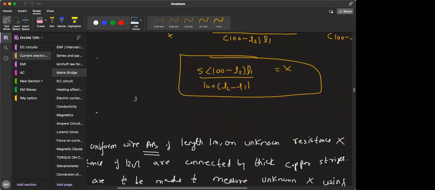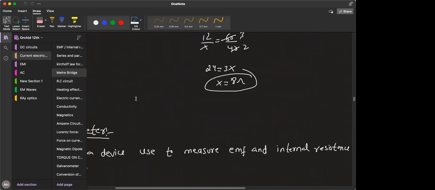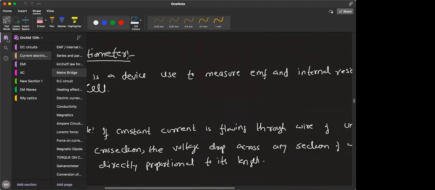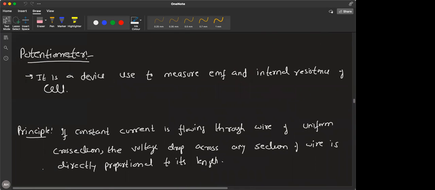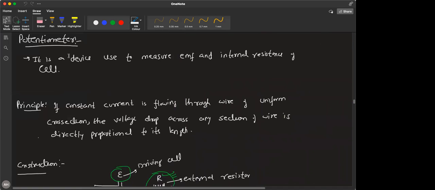I taught you meter bridge also, but now I came to know that meter bridge is also not in your syllabus. This year, meter bridge is not in your syllabus. We did meter bridge in the class, but it is not a part of the syllabus. But definitely that can come in your JEE or NEET exams. So let's start with potentiometer.